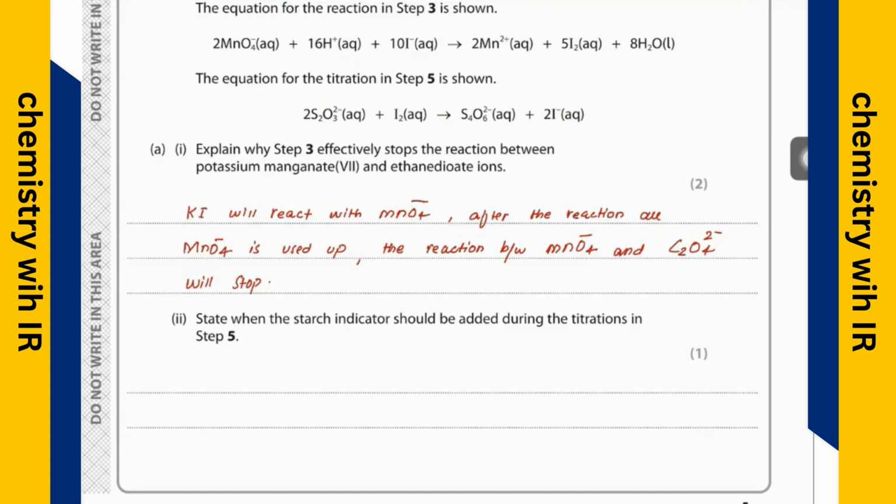Iodine and starch indicator can make a blue black complex. That's why we add the starch indicator. Starch indicator and iodine both react and form a complex. So the color of the complex is blue black.